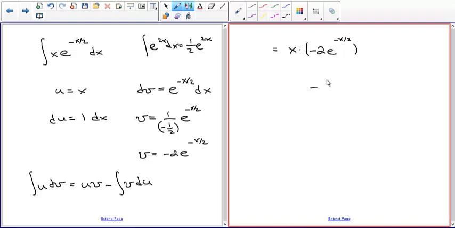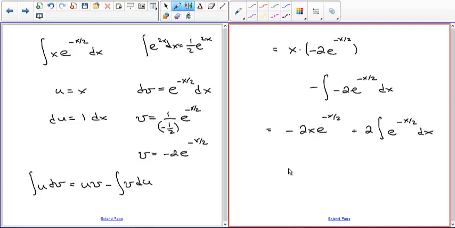And then the second part is the integral of v, which is negative 2 e to the minus x over 2. So that's v, and du is just dx. So before I integrate, I'm going to just clean things up a little bit. So the negatives cancel out. The 2 comes out front. And I just have the integral of e to the negative x over 2 dx.